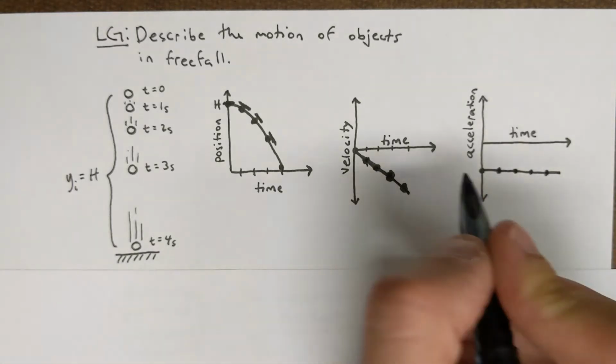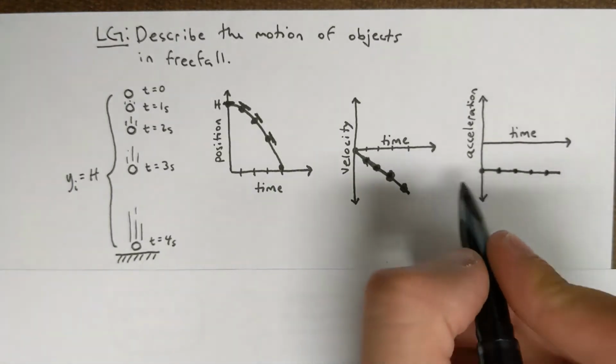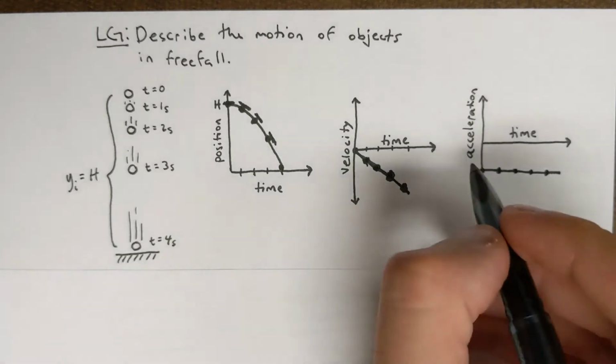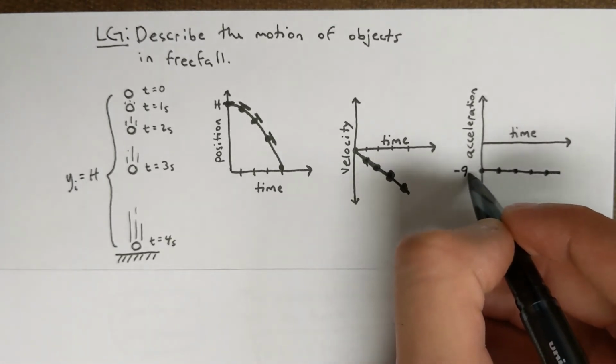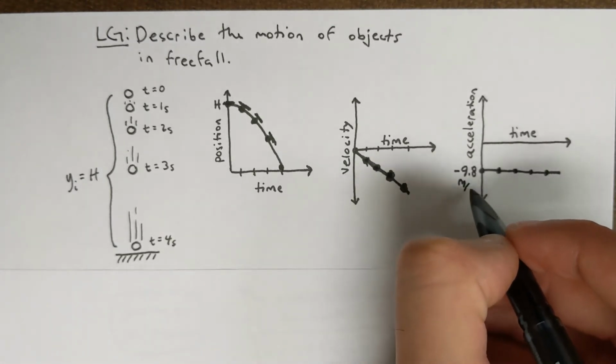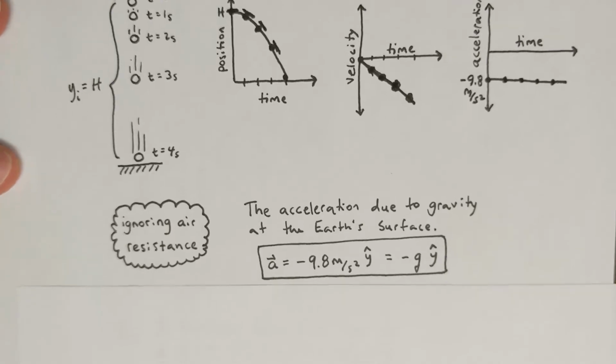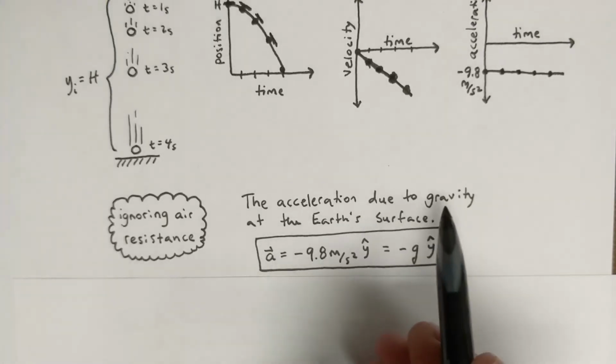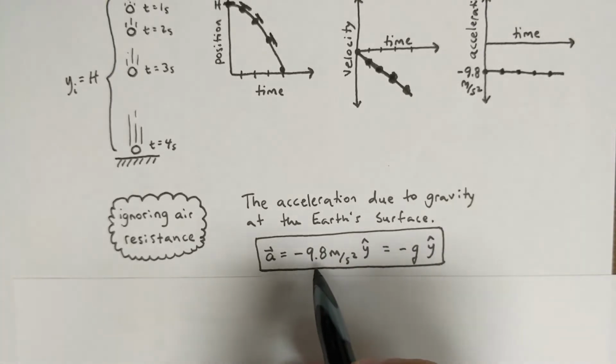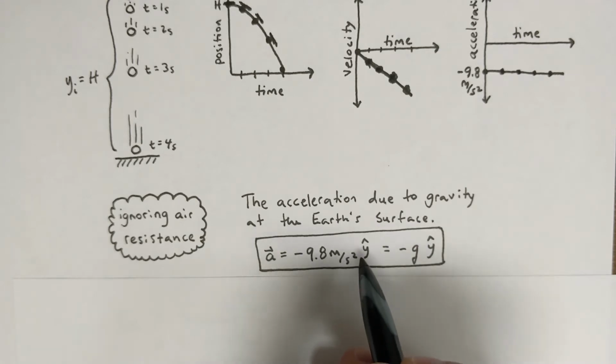Okay, and for the Earth in particular, at the surface of the Earth, the acceleration is negative 9.8 meters per second squared. So this is a very important value for us in physics. We call this the acceleration due to gravity at the Earth's surface. It has a value of negative 9.8 meters per second squared in the y direction.